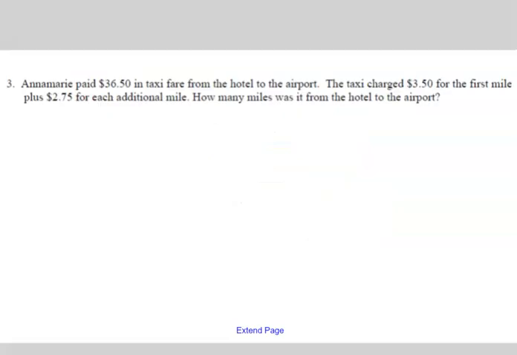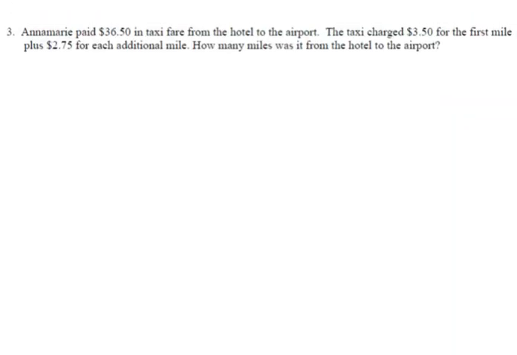Anna Marie paid $36.50 in taxi fare from the hotel to the airport. The taxi charged $3.50 for the first mile plus $2.75 for each additional mile. How many miles was it from the hotel to the airport? Okay, so this one, they give us a lot of information. Ultimately, we want how many miles, right? But it talks about she paid $36.50, $3.50 for the first mile, and $2.75 for each additional mile, right?